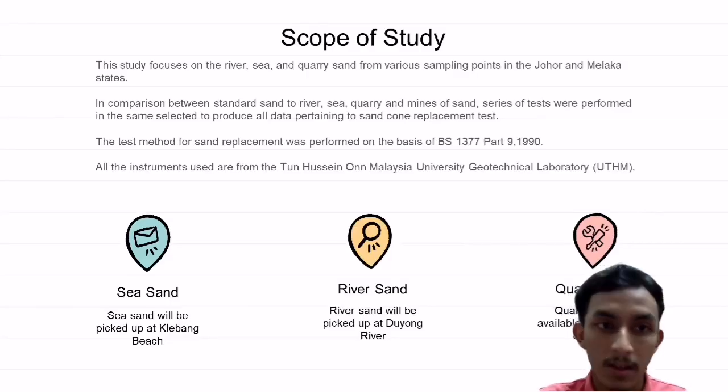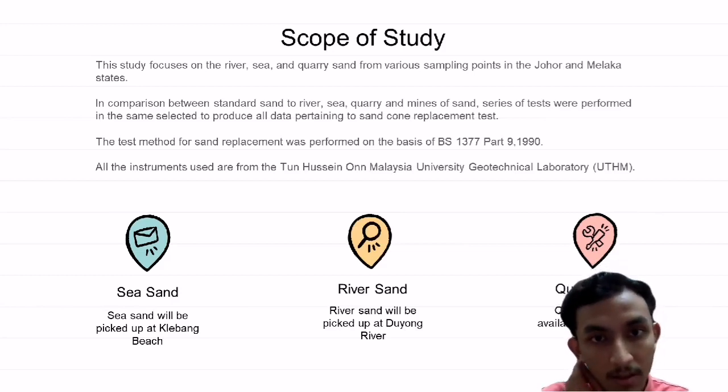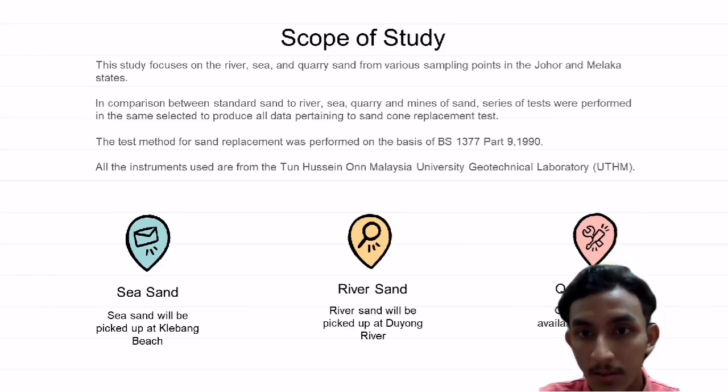And next, scope of study. This study focuses on river, sea, and quarry sand from various sampling points in the Johor and Malacca states. In comparison between standard sand and river, sea, and quarry sand, a series of tests were performed in the same manner to produce all data pertaining to the sand cone replacement test. The test method for sand replacement was performed on the basis of MS 1377, 1990. All the instruments used are from the Universiti Tun Hussein Onn Malaysia Geotechnical Laboratory.